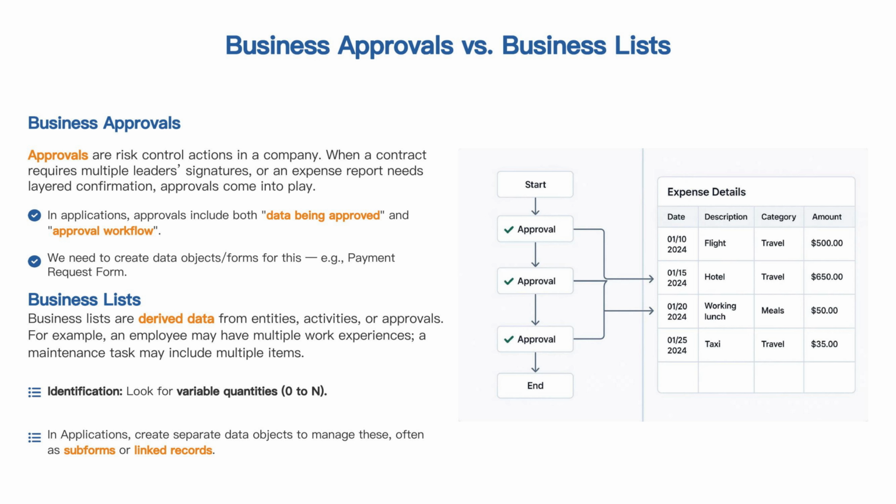The fourth category is business lists, which generally derive from entities, activities, or approvals. A notable characteristic of these lists is that their quantity is not fixed, ranging from 0 to multiple entries. For example, an employee may have multiple work experiences, and a single expense reimbursement form may include multiple expense details. For such lists, we typically create a separate data object and associate it with other data objects as a subform.